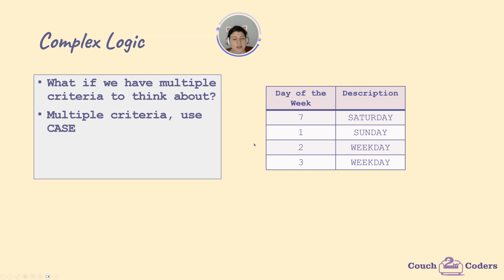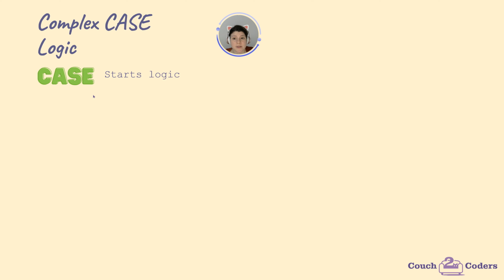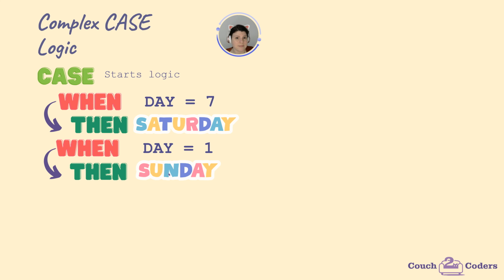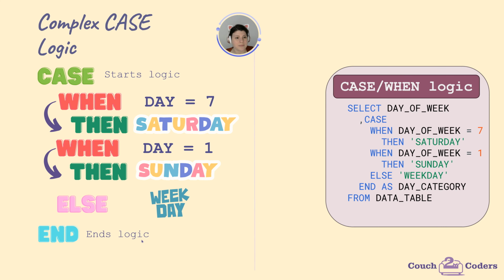When you have multiple criteria, you want to use a case statement. If you have a single criteria, you can use case or if, dealer's choice. So as always, we start our conditional logic with a case. We say when our day equals 7, then I want it to be Saturday. Saturday is the last day of the week. Now I just start over. When my day equals 1, I want it to be equal to Sunday. And if it's not equal to 1 or 7, then I just want it to say weekday. That's my catch-all. And then ends the logic.